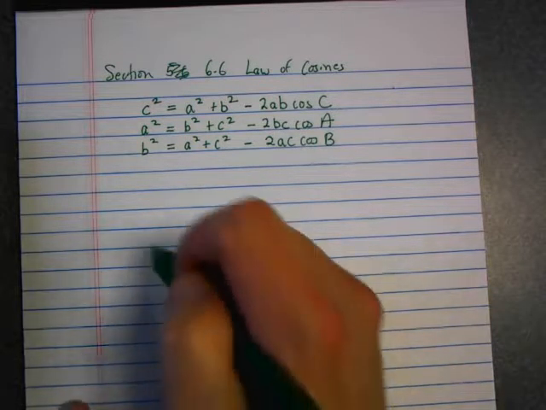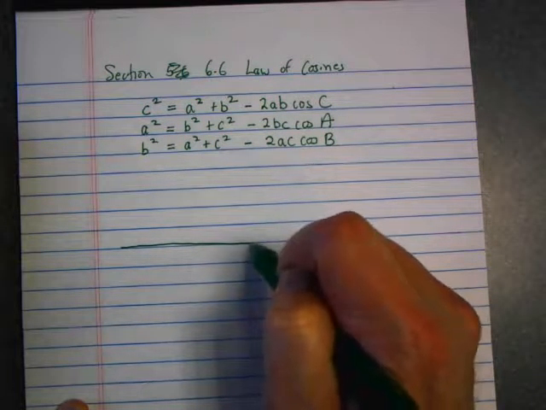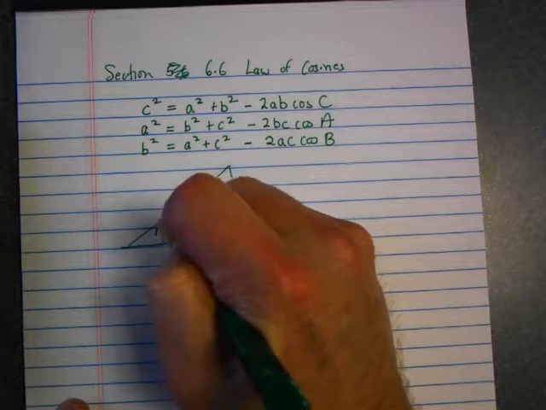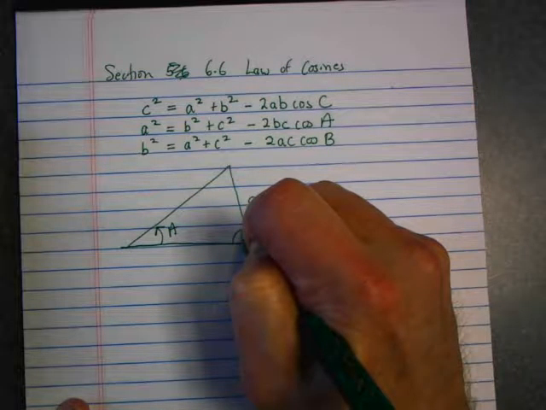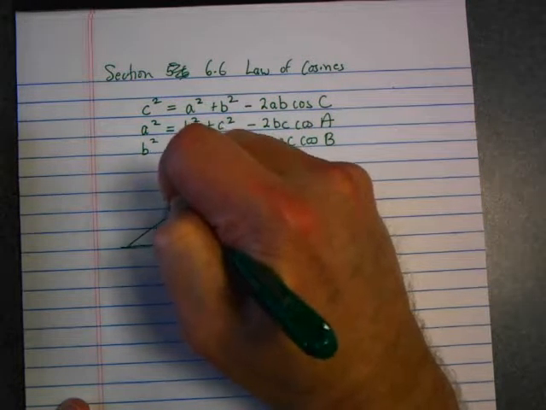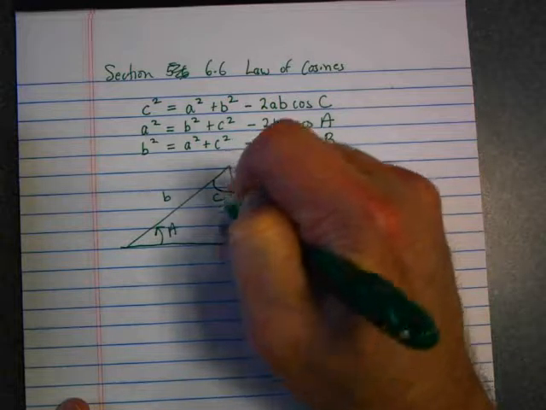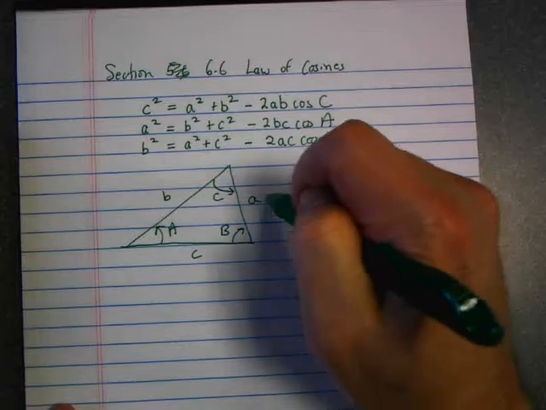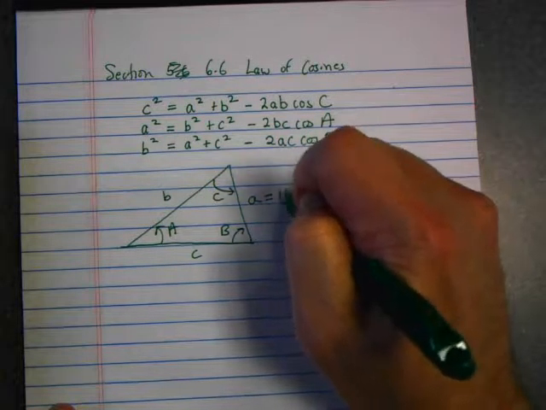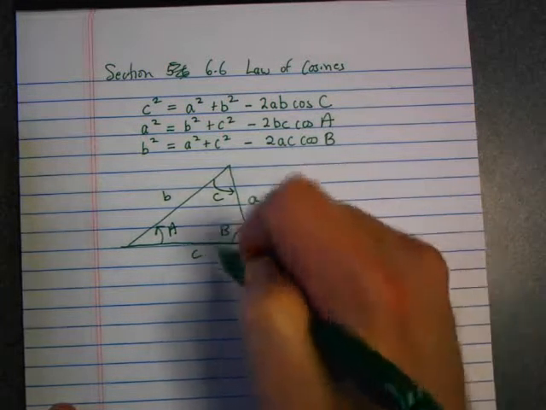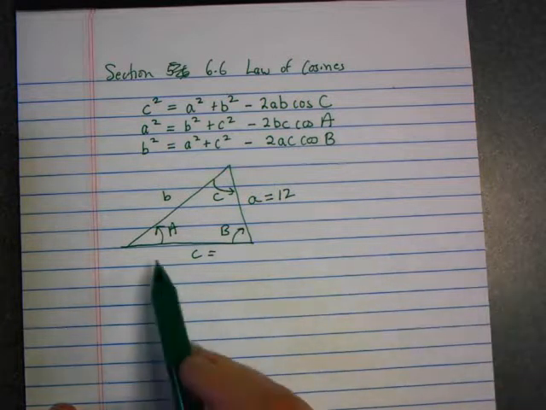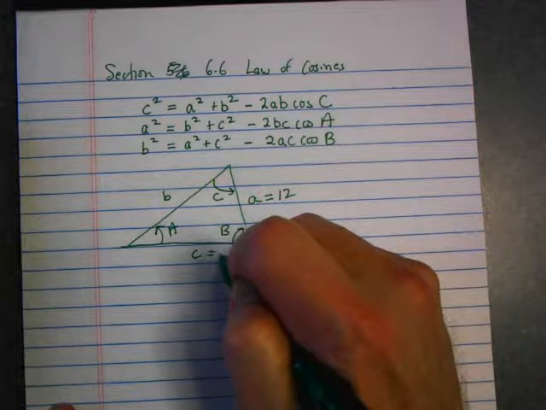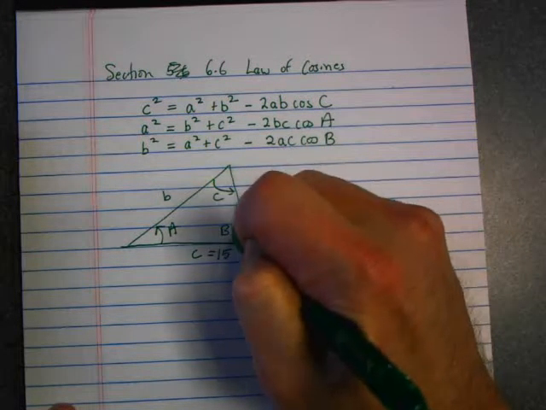All right, so here's where you would use the law of cosines. We'll make up a triangle here. We'll call this angle A, and this will be side A. Angle B, side B. Angle C, side C. All right, so let's make up some numbers here. Side A, 12. Side C looks longer, but it doesn't look that much longer. 15.